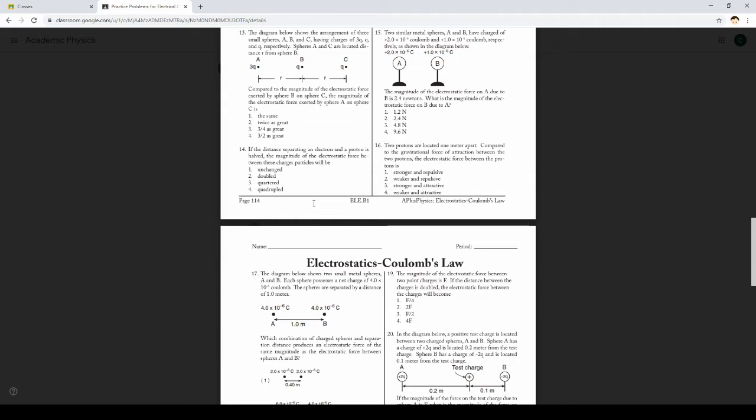Number 16, 2 protons are located 1 meter apart. Compared to the gravitational force of attraction between the 2 protons, the electrostatic force between the protons is, not going to need to worry about this one. The answer is stronger and repulsive. They're 2 protons, so it's a repulsive force. The electrostatic force is actually much, much, much, much greater than the gravitational force.